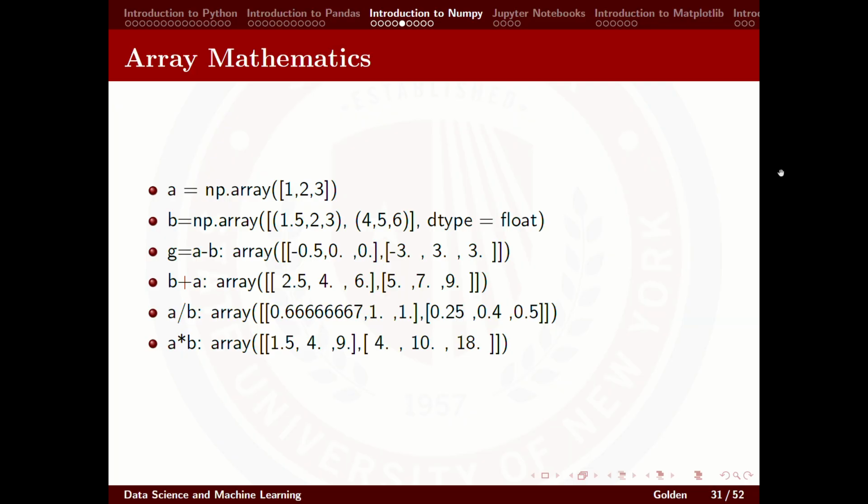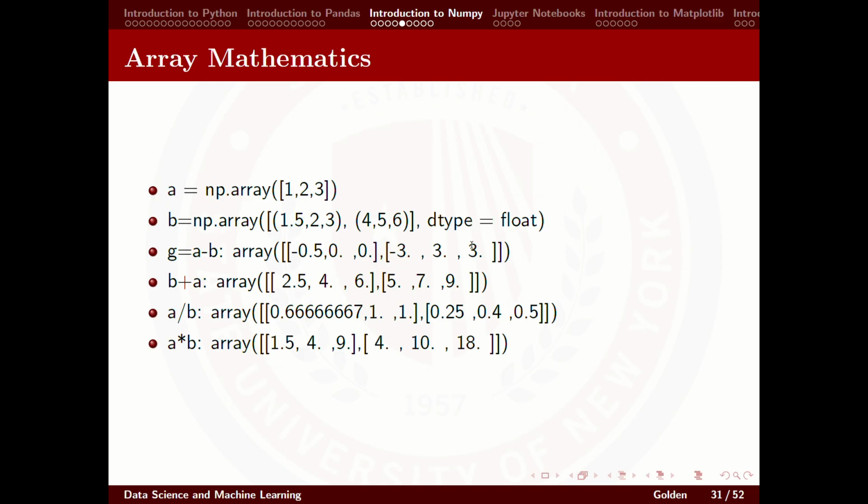So some array mathematics. Let's say we have array A, np.array of 1, 2, 3, and we have array B, then C equals A minus B. So notice that array B is made up of 2 rows, each with 3 columns, and array A is made up of 1 row with 3 columns. So 1 minus 1.5, 2 minus 2, 3 minus 3, and then 1 minus 4, 2 minus 5, 3 minus 6.